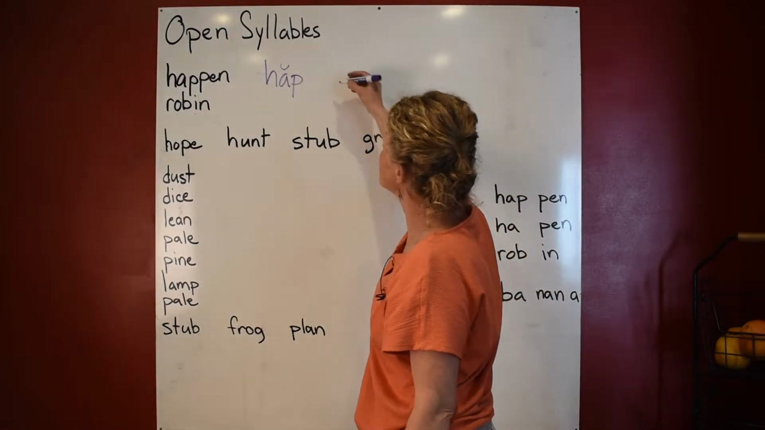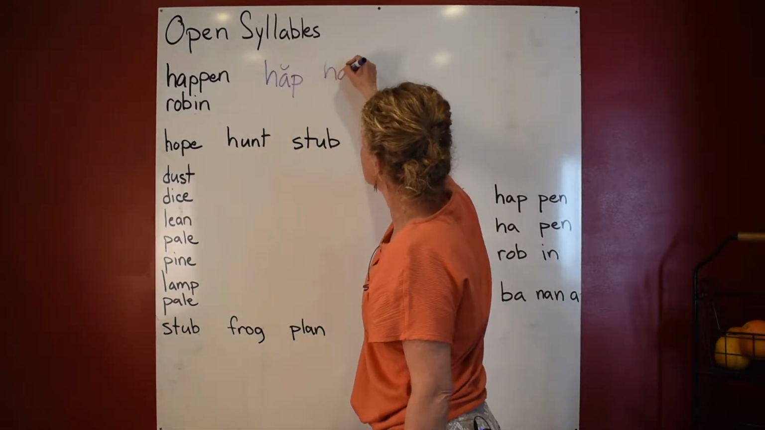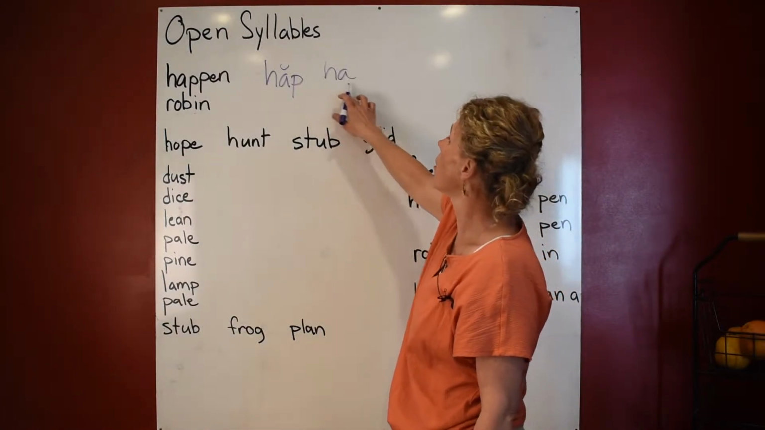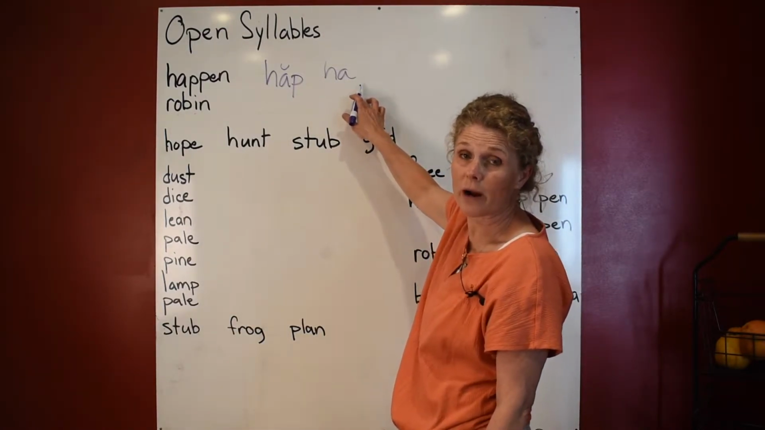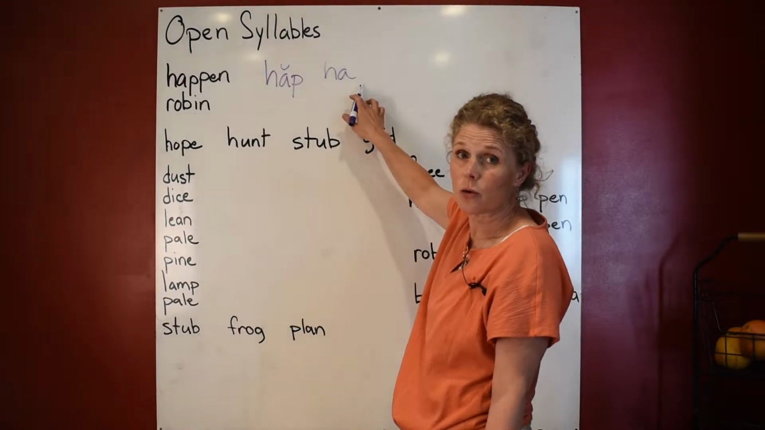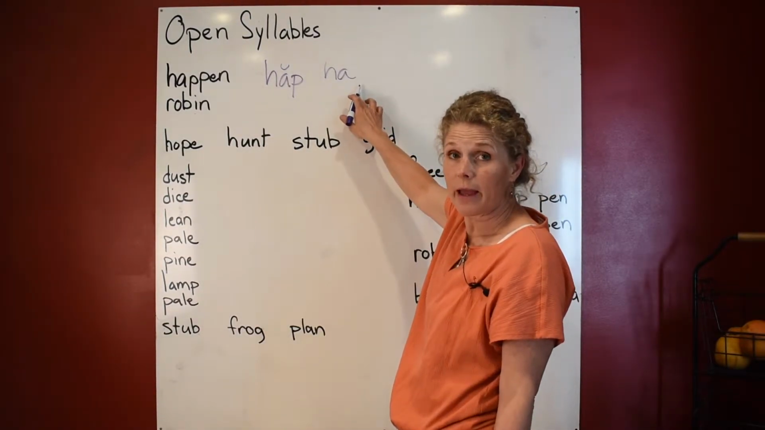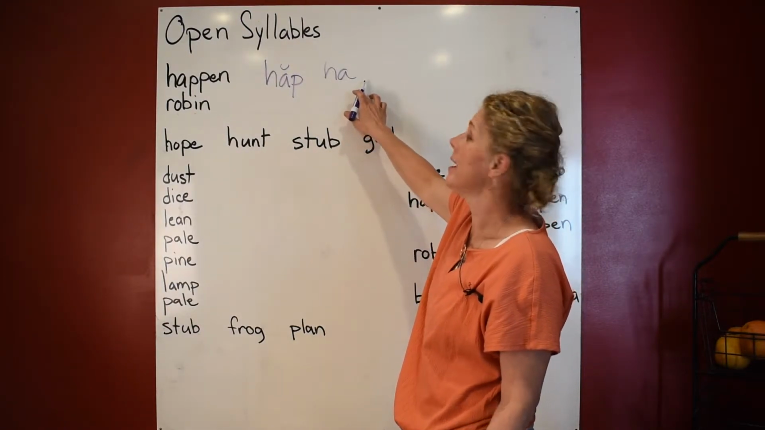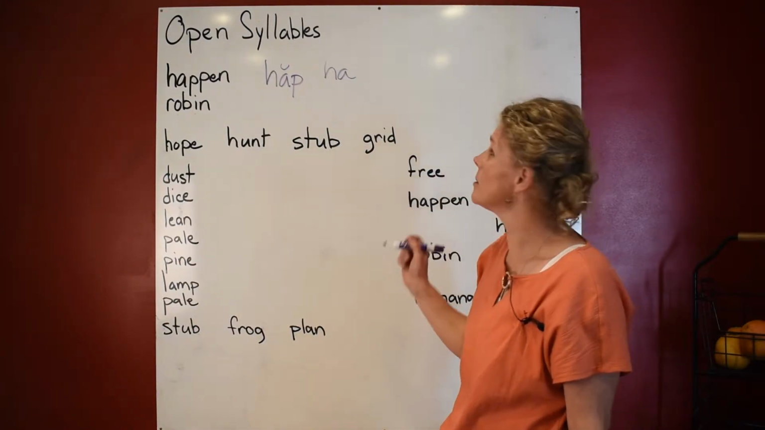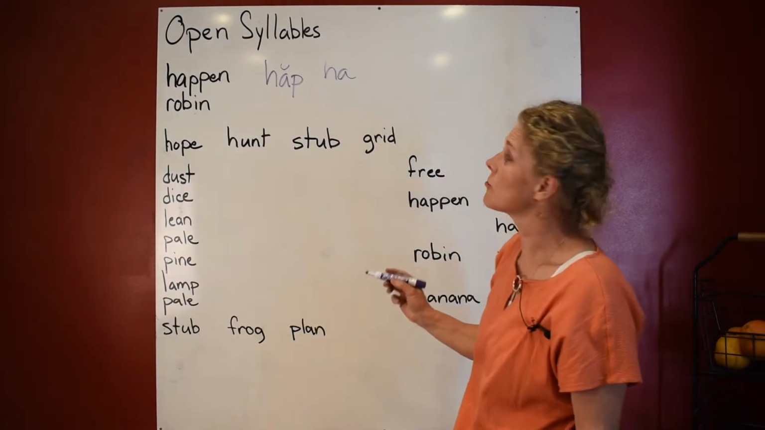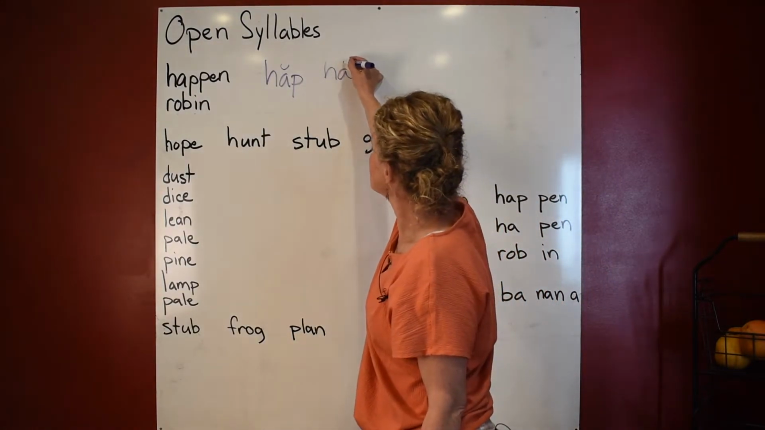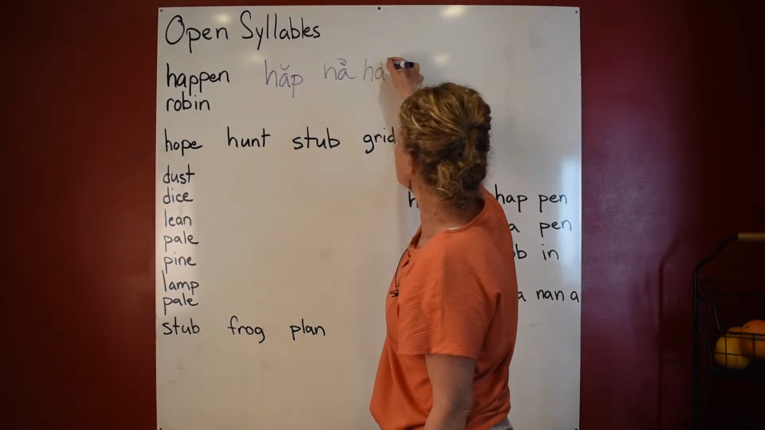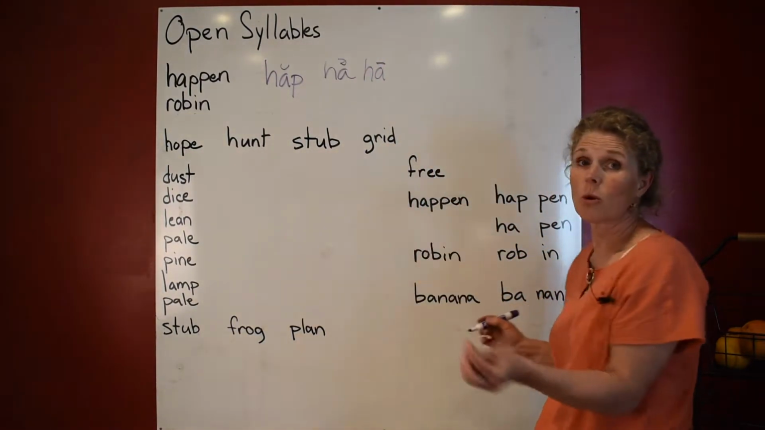So now let's make it open. This says hey or ha, depending on where it falls in your word. If it's open in the unaccented syllable, it will say ha, and if it's your accented syllable, it will say hey. So that's how it works, depending on where it falls in a word.